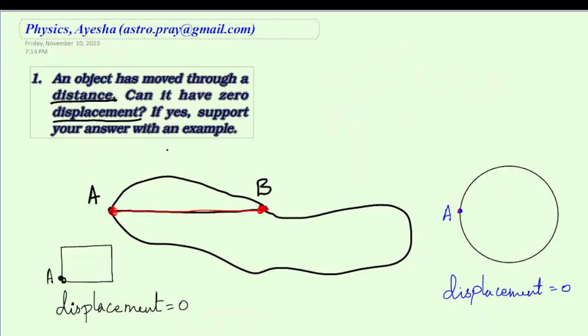To go a step ahead, let me just ask you a simple question. What would be the distance and displacement if an object has gone from A to B as shown in the figure? Okay, pause the video and try to find the solution.